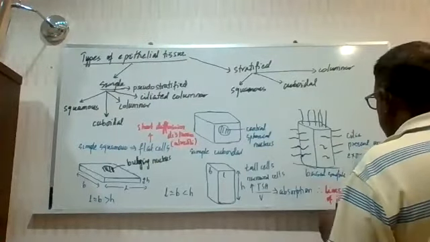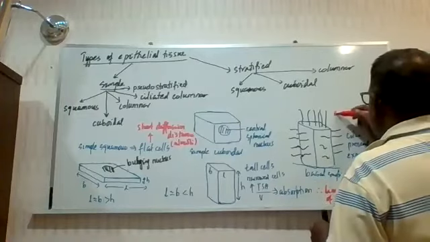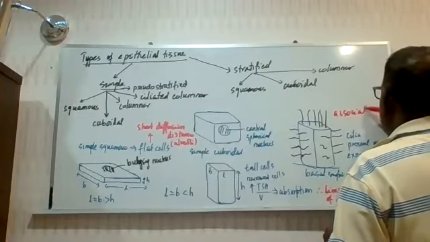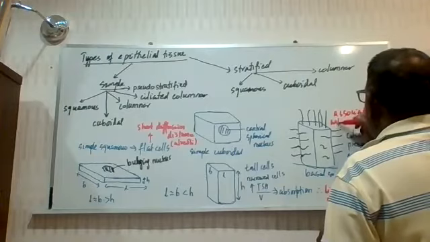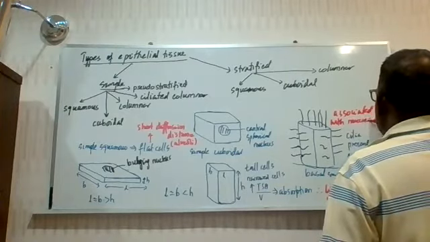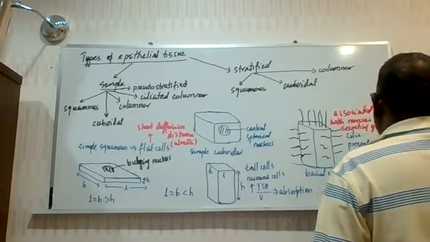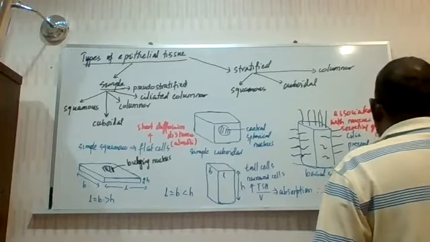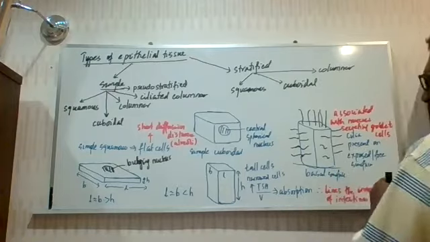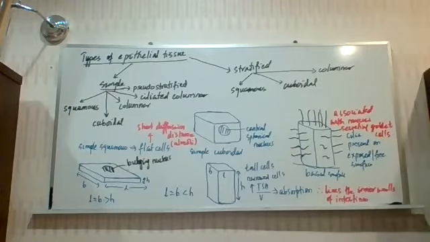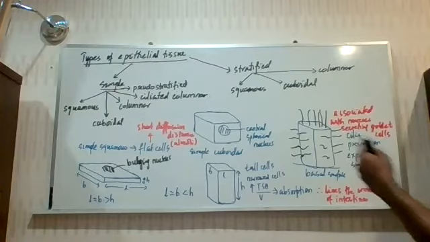So I put a note: associated with mucus-secreting goblet cells, GOBLET cells. They are also available in your notes. But these diagrams are, of course, not available in the notes. This is for you to go through.